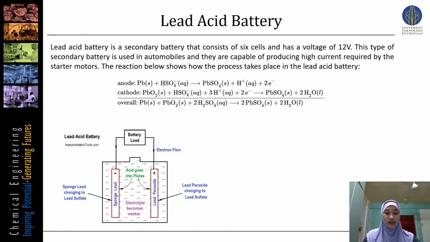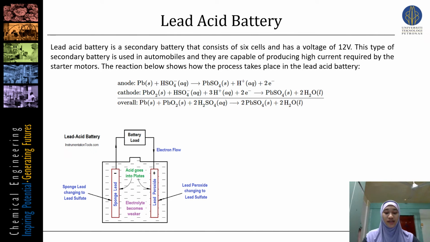When the hydrogen ions reach lead peroxide, they receive electrons from the electrode and become hydrogen atoms. This will attack the lead peroxide, forming lead-2 oxide and water. The lead-2 oxide will then react with sulfuric acid, forming lead sulfate and water. Some of the sulfate ions reach the sponge lead because they move freely in the solution.